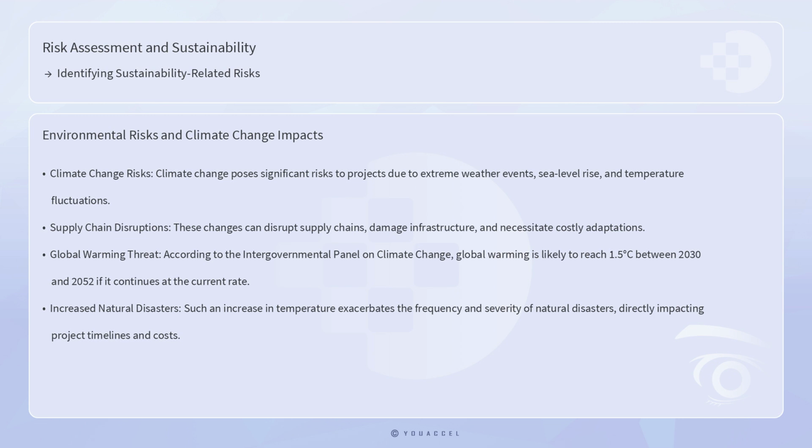Climate change, for instance, poses a significant risk to projects due to its potential to cause extreme weather events, sea level rise, and temperature fluctuations. These changes can disrupt supply chains, damage infrastructure, and necessitate costly adaptations. According to the Intergovernmental Panel on Climate Change, global warming is likely to reach 1.5 degrees Celsius between 2030 and 2052 if it continues at the current rate. Such an increase in temperature exacerbates the frequency and severity of natural disasters, directly impacting project timelines and costs.